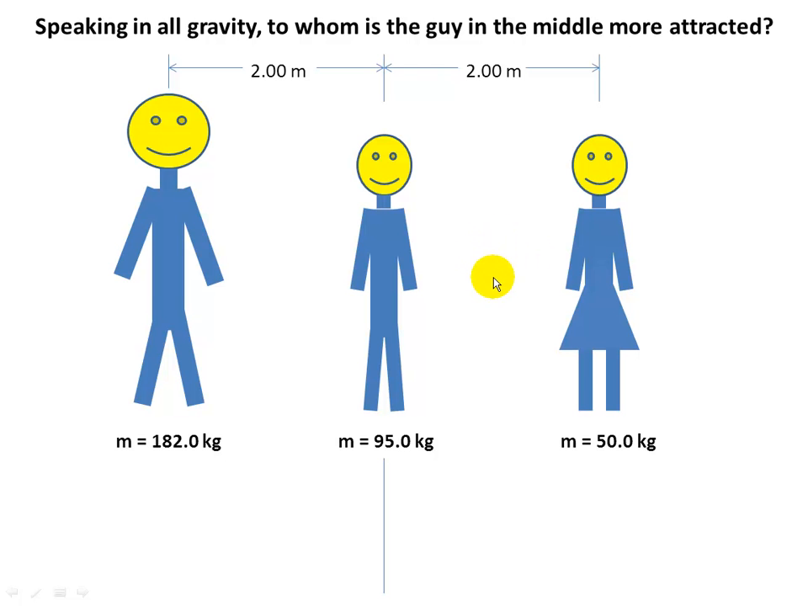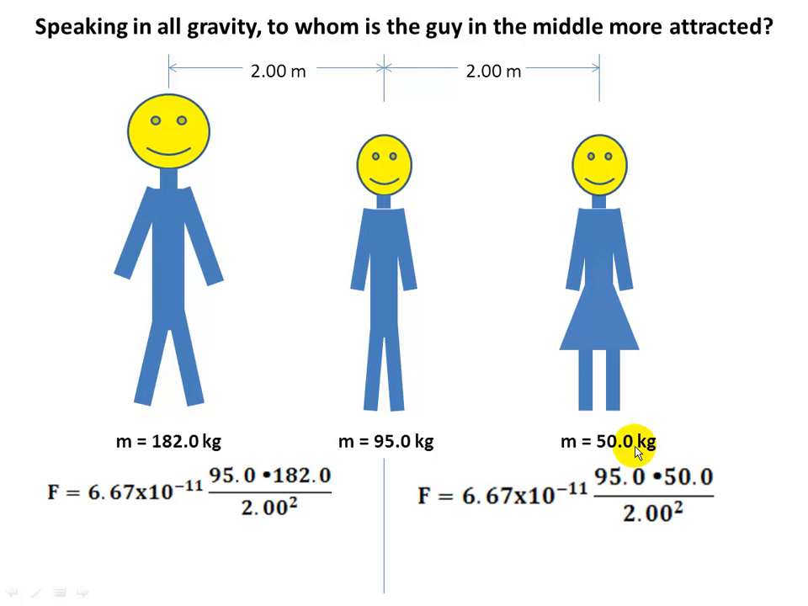I have a fun little question here. Speaking in all gravity, to whom is the guy in the middle more attracted? Is he more attracted to the guy on the left or the girl on the right? Well, we point out that we've listed the masses for these people, and so we're going to apply Newton's law of gravity. Here we put in the gravitational constant.